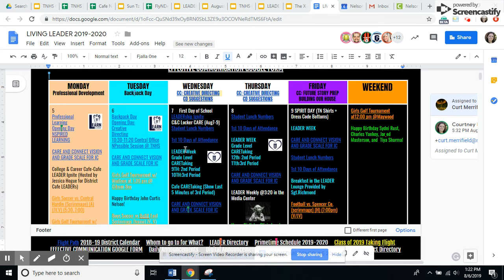During second and third period tomorrow, we will be having grade level caretaking. All freshmen will be called out to the auditorium during second period. Please don't release those students until there is an announcement made. And then all 10th graders will have their caretaking during third period. Leaders, we also ask that you come with your students to the Make Art Center for that presentation, as your presence is so important to our culture of our school.